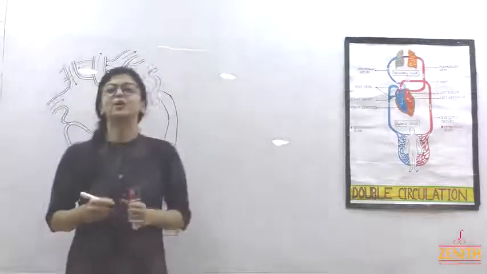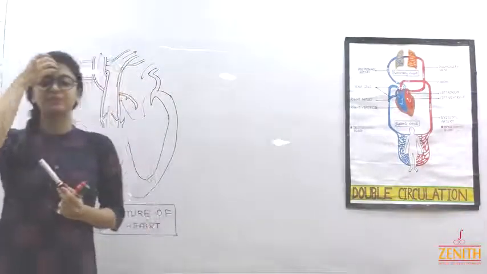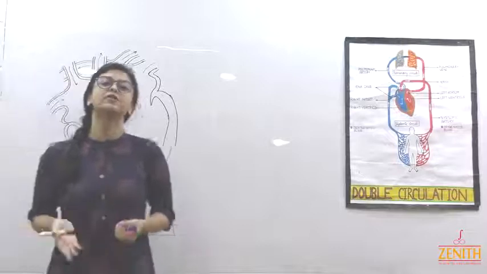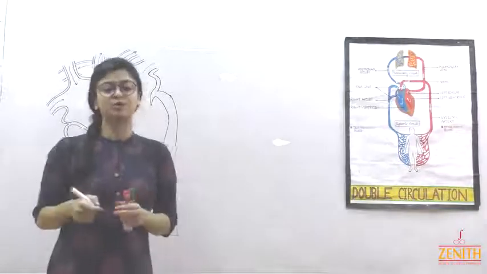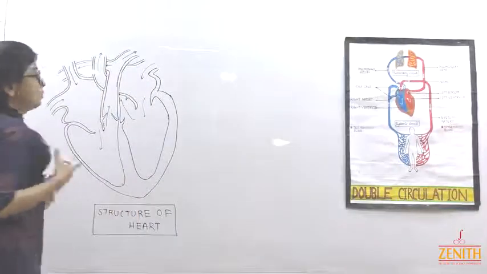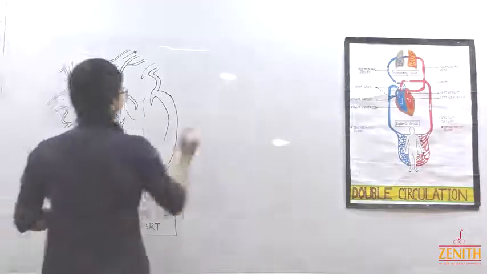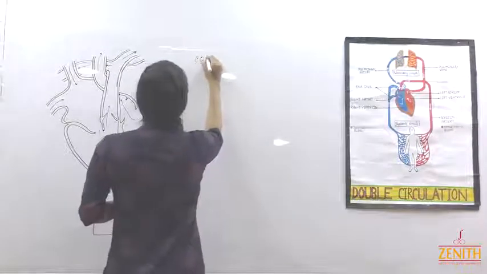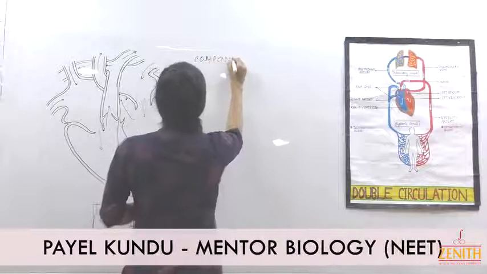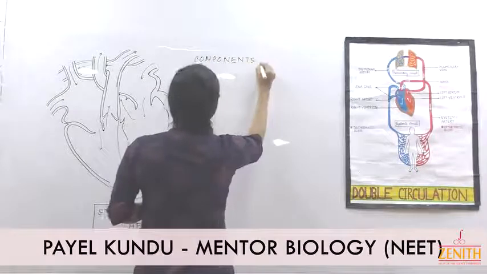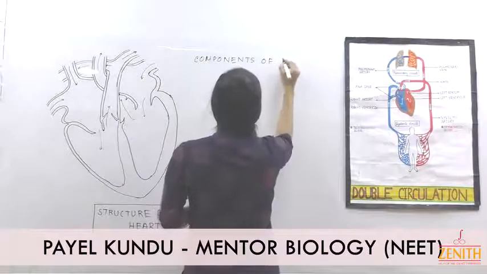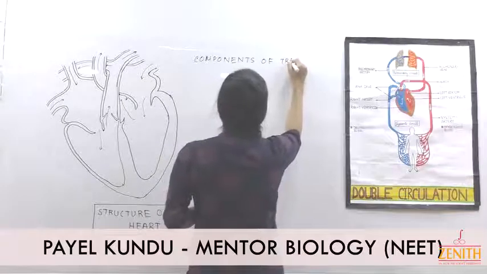Okay, today we will do a topic that is double circulation. That means it is the process of the blood flowing through the heart. So before going to the topic, let me discuss the components of the transport system.